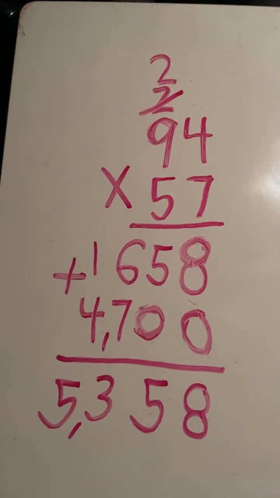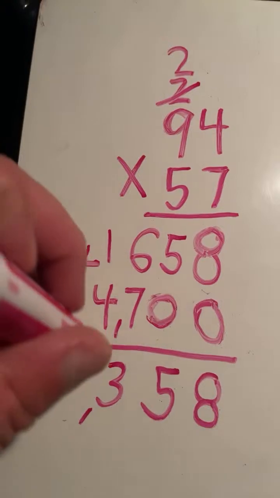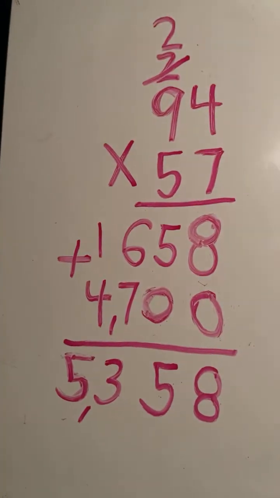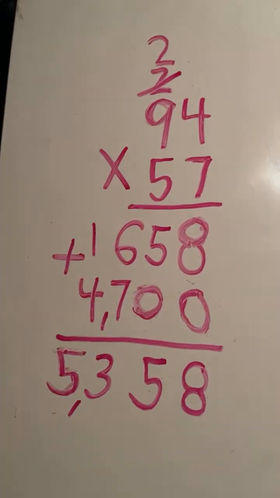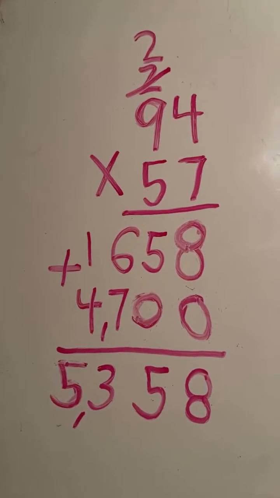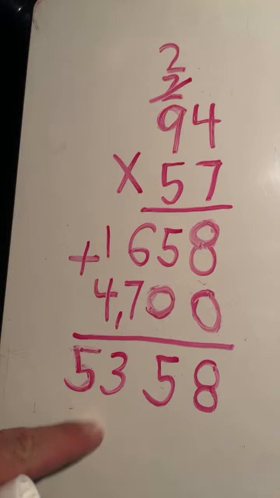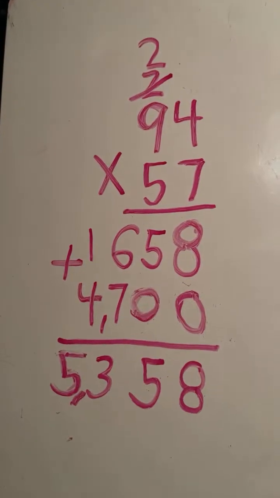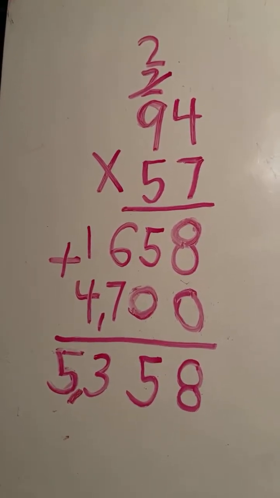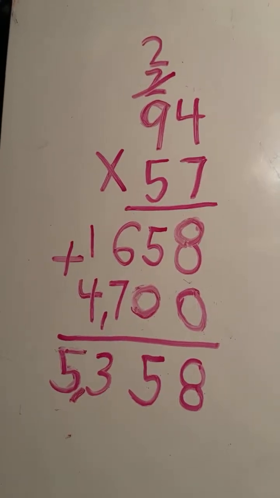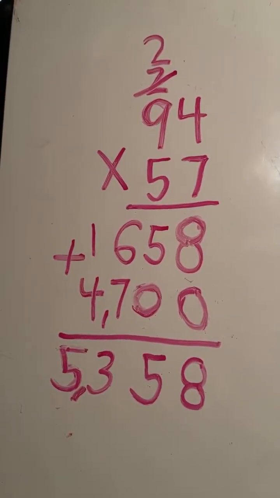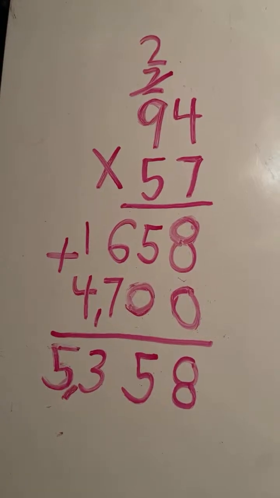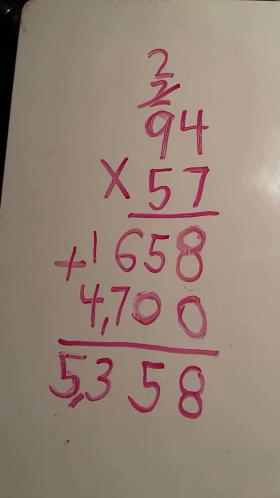And we have our final answer. Let me line up the 5 a little better, just so it's a little neater. Legibility does matter. Also the comma. 94 times 57 equals 5,358.